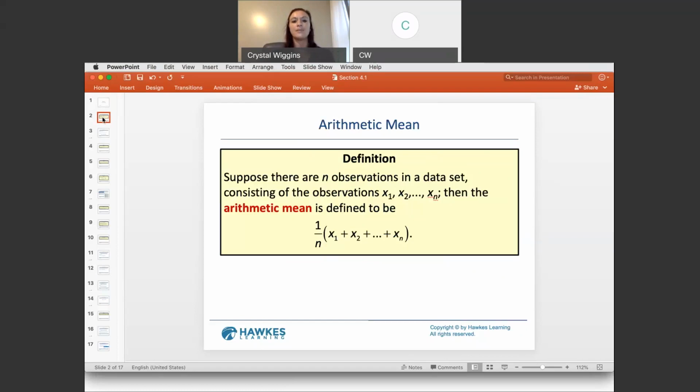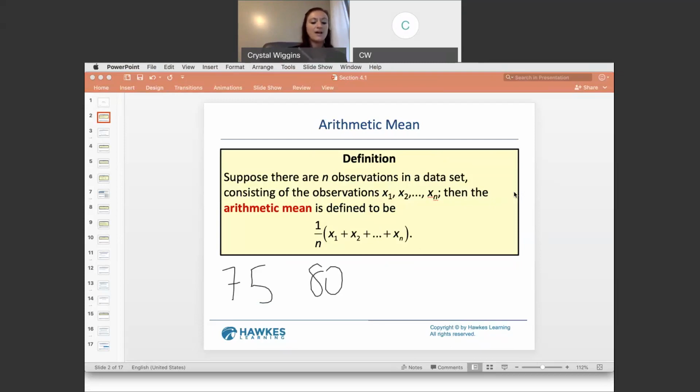So the arithmetic mean, it's the same concept as when you are given 3 tests, let's say, and your teacher tells you that she's going to use an average test grade. So for example, let's say that in class you got a 75 on one test, an 80 on a test, and an 85 on a test. And your teacher tells you that she's just going to use the average test grades.